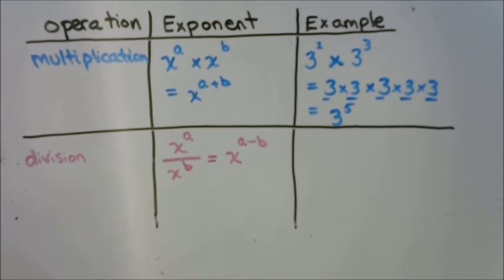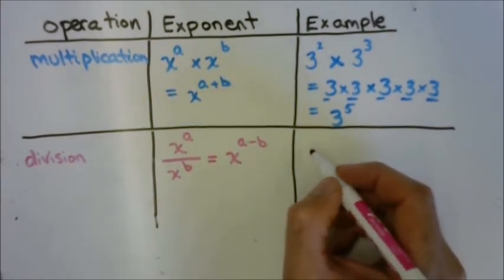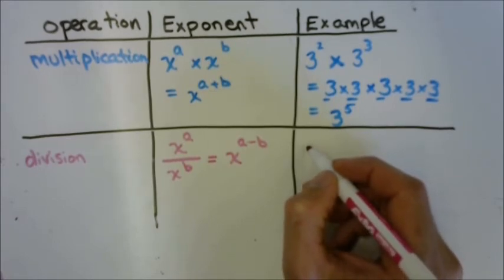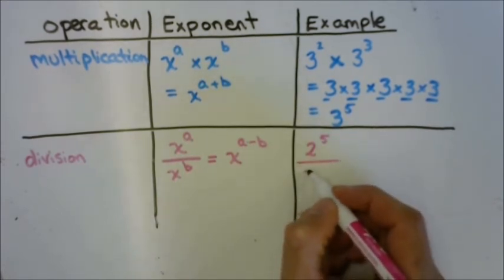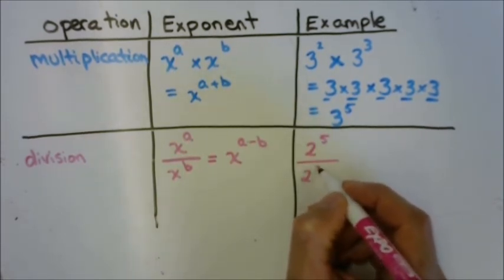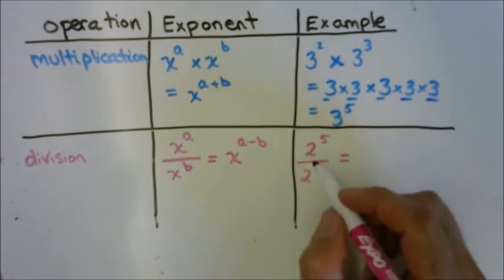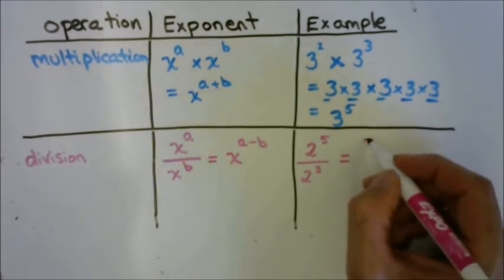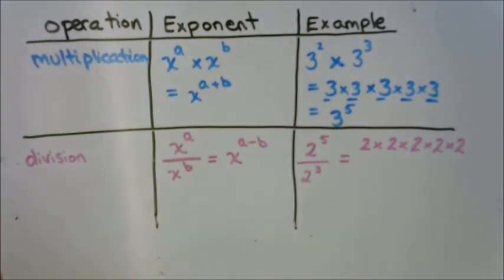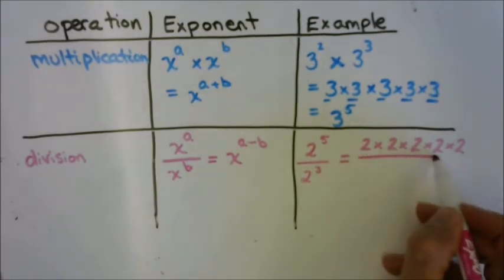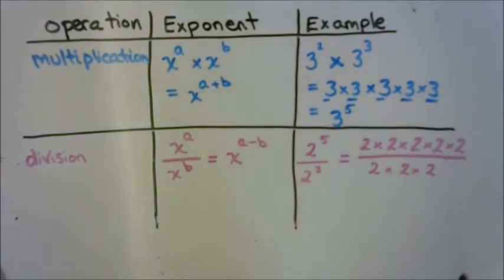That is the division law of exponents, and we'll show how it works with a specific example. Let's say we have 2 to the power of 5 over 2 to the power of 3. Well, what that really means in the numerator is that we have 2 multiplied by itself 5 times: 2 times 2 times 2 times 2 times 2. And in the denominator, we have 2 multiplied by itself 3 times: 2 times 2 times 2.